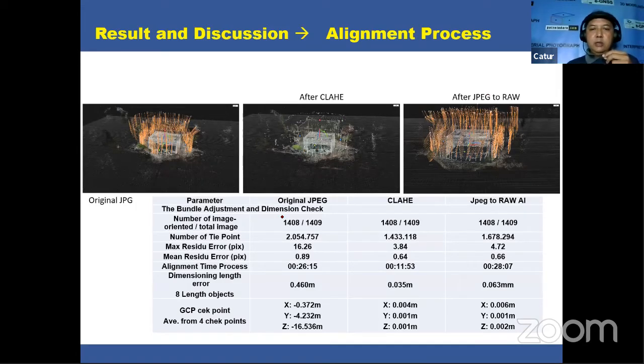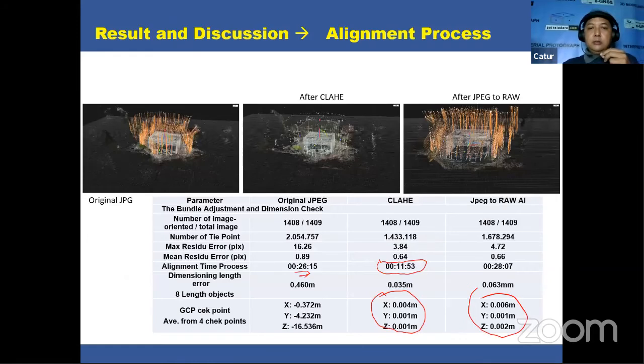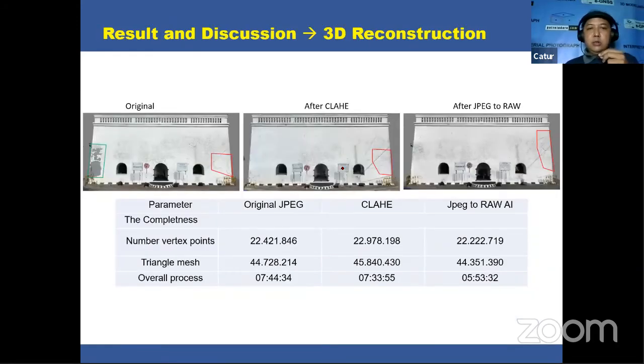But if we look at the detail, we can find that working with enhancement is significantly faster than the original, and also significantly reduces the error compared to the original. Why? Because we have a texture here that makes this point more accurate than this one.